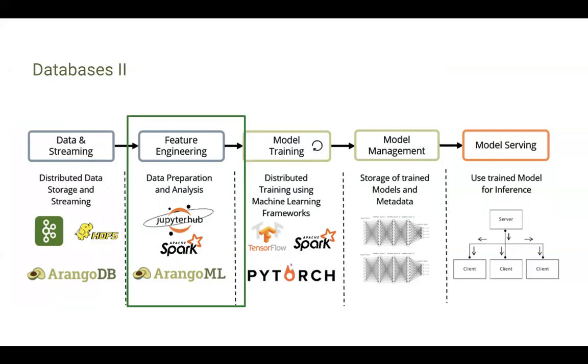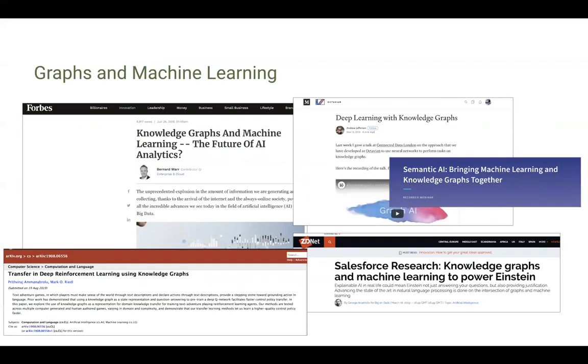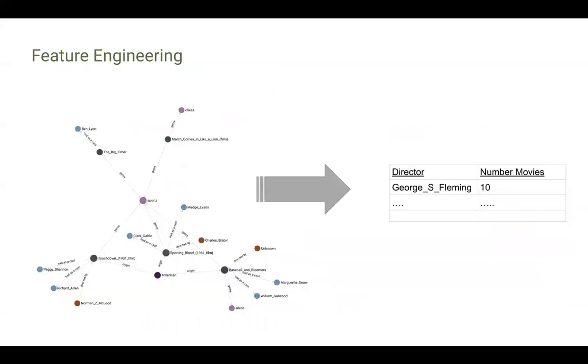Second part is in this feature engineering step. And here we're especially interested in the kind of query capabilities or processing capabilities of databases. And let's take a look. So for example, if we Google for graphs and machine learning, we're getting a lot of results right now. So this is also a pretty hot topic in both industry and also research. And one example of what we often end up doing is how can we, for example, turn a graph into something which we can feed into TensorFlow.